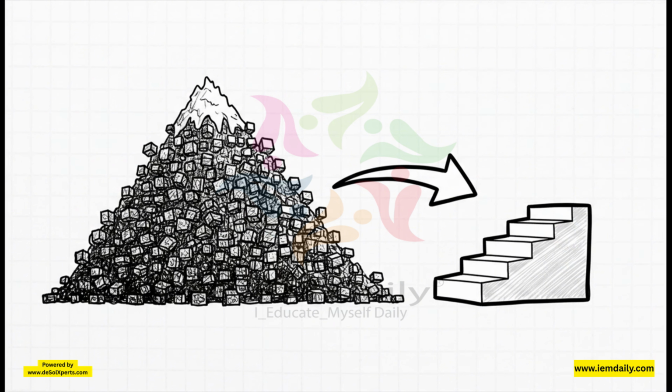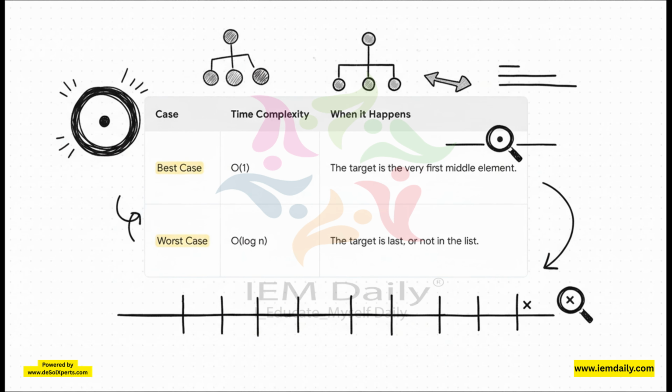This incredible efficiency has a name. We call it logarithmic time complexity, and you'll often see it written as O of log n. Now, logarithm might sound scary, but all it really means is we're asking a simple question. How many times can you chop something in half before you get down to just one piece? That's it, and that's why it's pretty much the gold standard for a fast algorithm. So you have your best case scenario, which we call O(1). That's when you get super lucky and the very first middle element you check is the one you're looking for. One and done. But even the worst case, where you have to keep searching till the very end, is still that ridiculously fast O(log n).